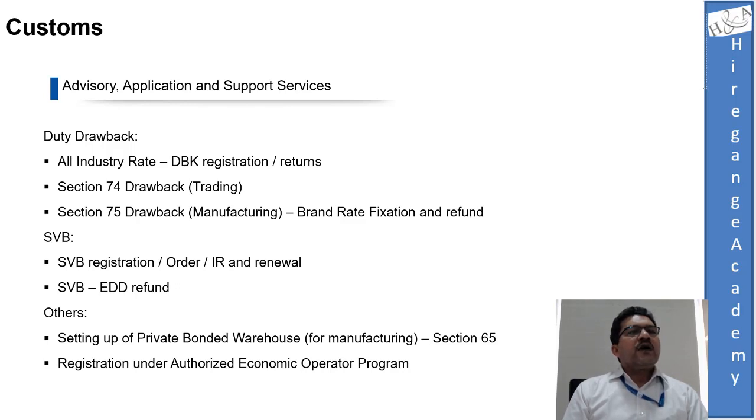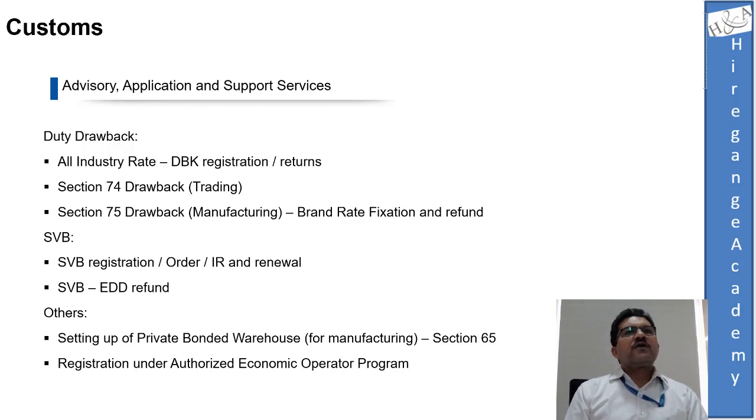In the advisory, the support services for businesses, how we can make various applications are very important for anybody who starts practice in these areas. The duty drawback is a very important aspect, and more than 50 to 60% of the benefit which comes to the SSE automatically comes through this particular route. There is an all industry rate which is a published rate, and there is also a requirement for registration and filing of returns in this.